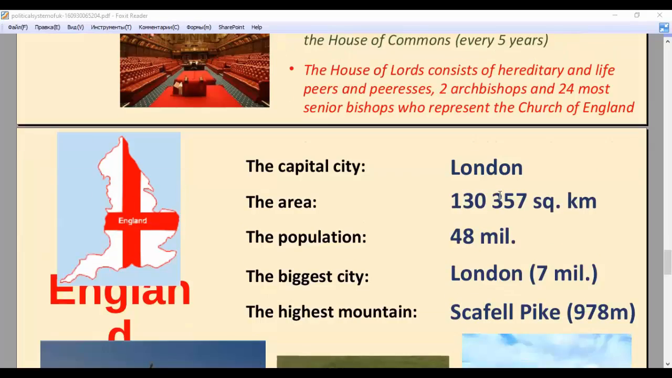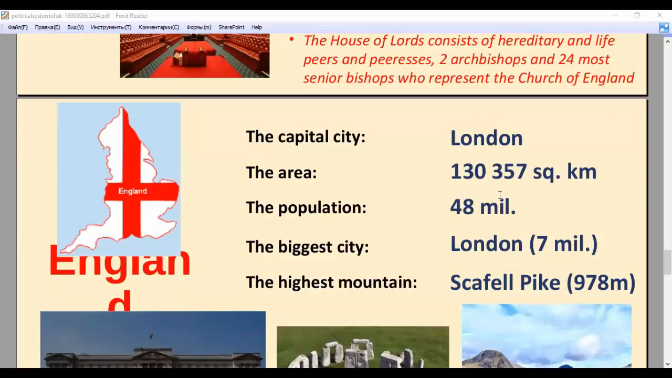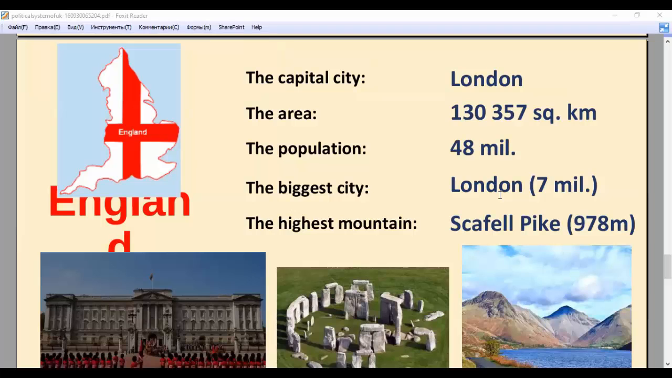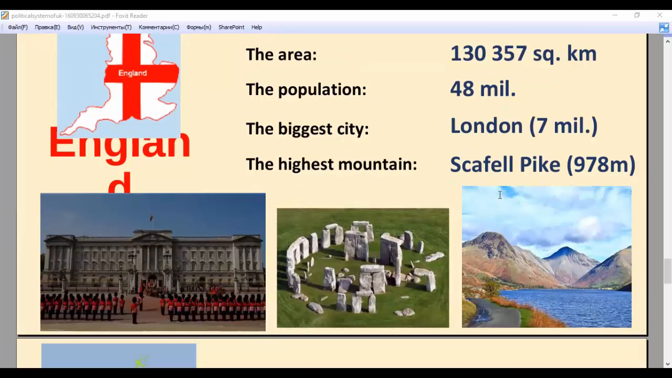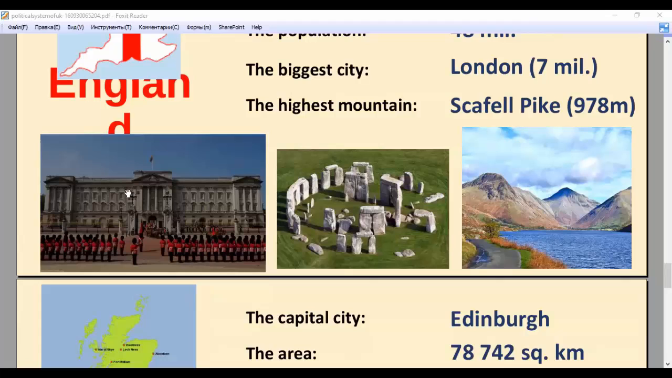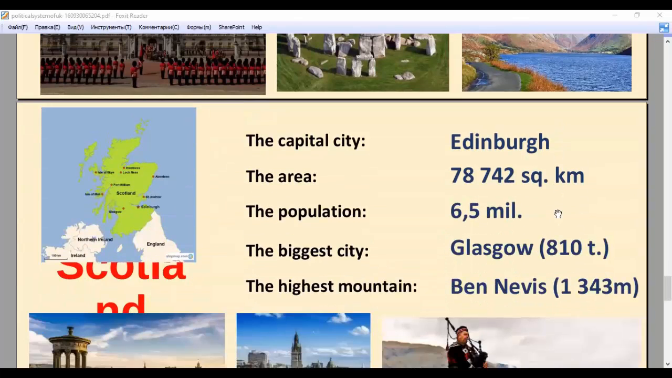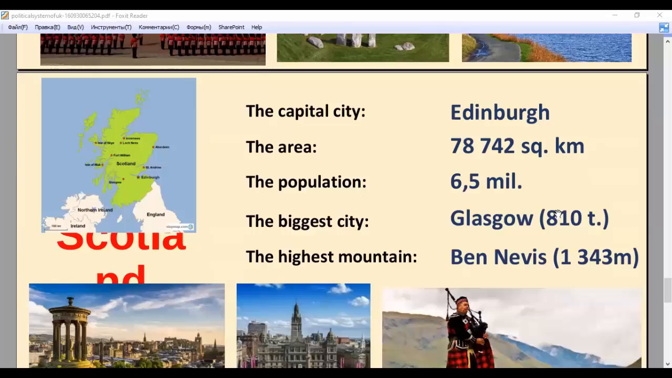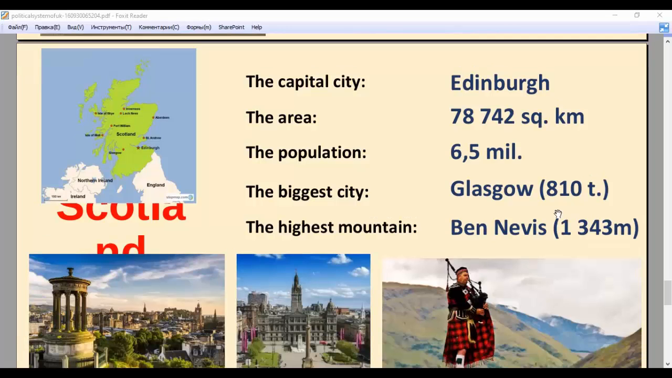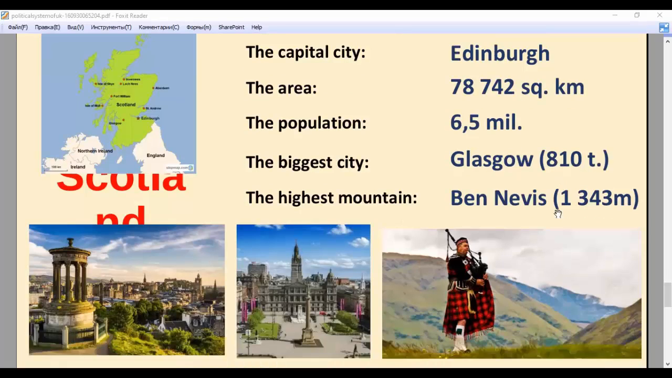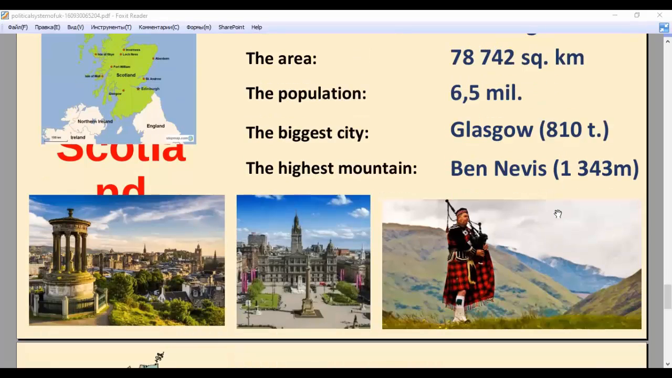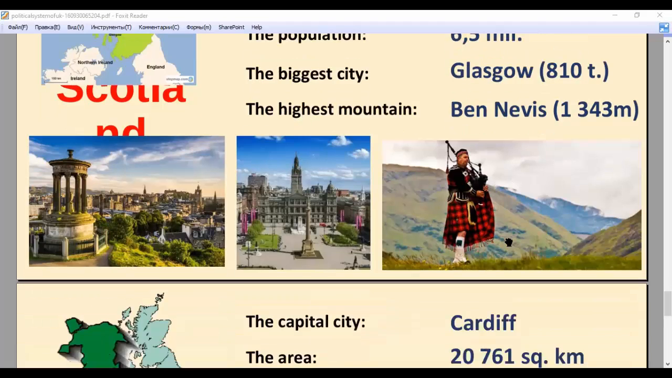The capital city, as you know, is London. The area is 130,357 square kilometers. The population is 48 million, but nowadays I think it is different. The biggest city is London, and the highest mountain is Scafell Pike. You can see the pictures on the right side: Buckingham Palace, Stonehenge, and the highest mountain. In Scotland, the capital is Edinburgh, and the area is more than 78 thousand square kilometers. The population is more than 6 million, though it is probably different now. The biggest city is Glasgow, and the highest mountain is, of course, Ben Nevis. These pictures belong to Scotland.